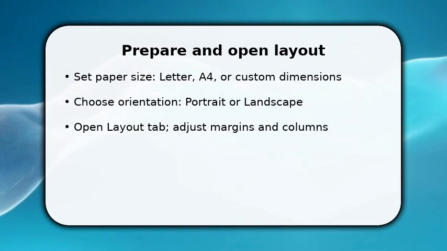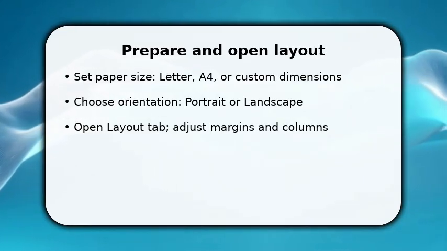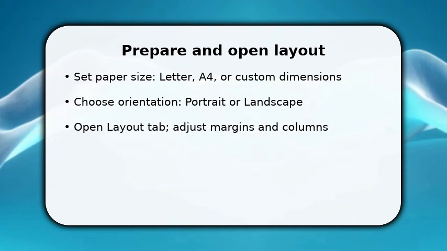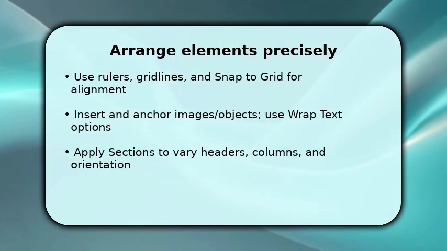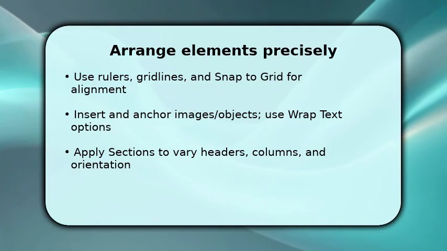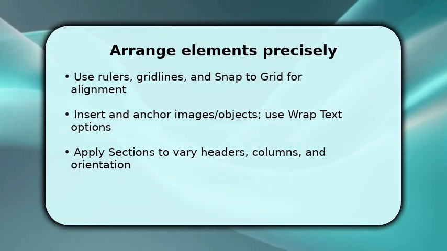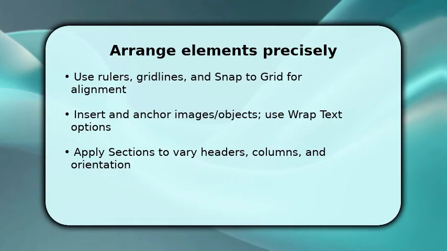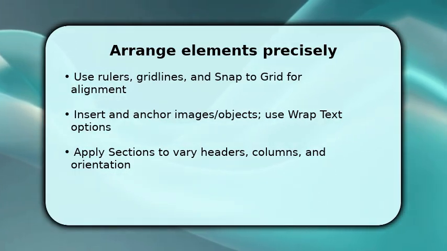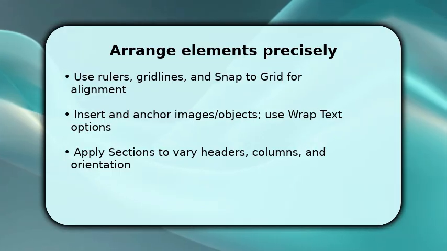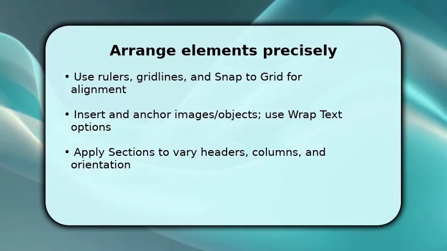You're doing this first, because typography and spacing choices affect every later layout adjustment and reduce rework when adding images or text boxes. Now focus on positioning. Insert images, shapes, and text boxes, then anchor each object to a paragraph so they stay put when editing text. Use wrap text settings, square, tight, behind text, to control flow. This prevents overlap and keeps captions readable.